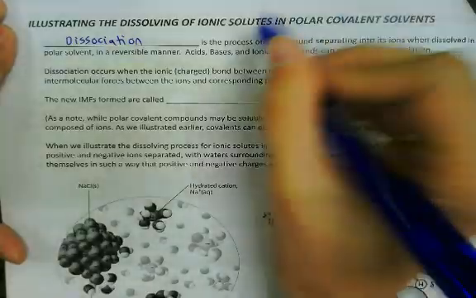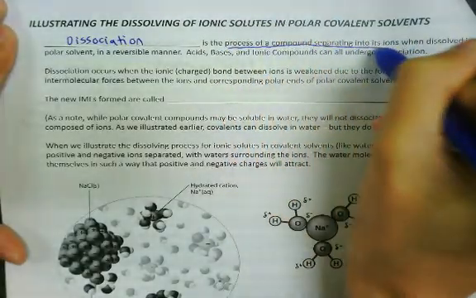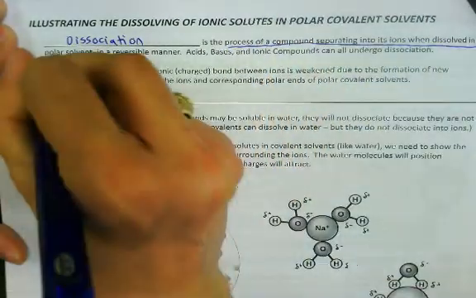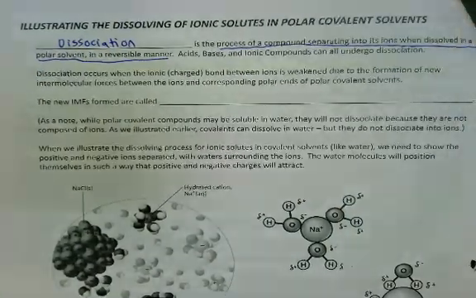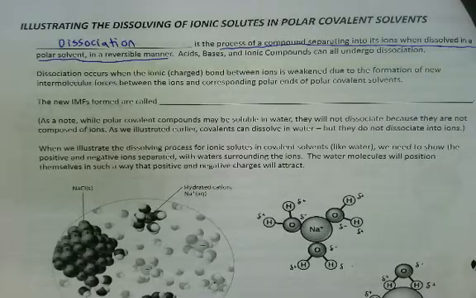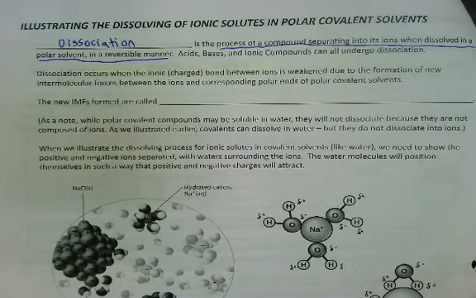Dissociation is the process of a compound separating into its ions when you dissolve it in a polar solvent. And it does this in a reversible manner. This is why when you dissolve salt in water, for example, you can evaporate the water and then get the salt back, essentially. Because it can separate out into ions, and then those ions can come back together if you take the polar solvent away.